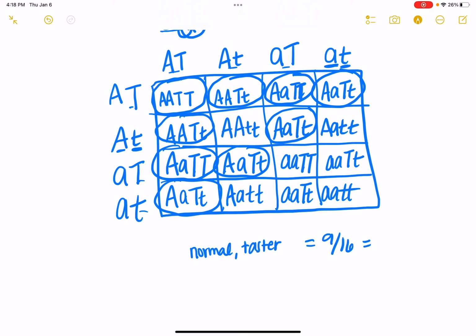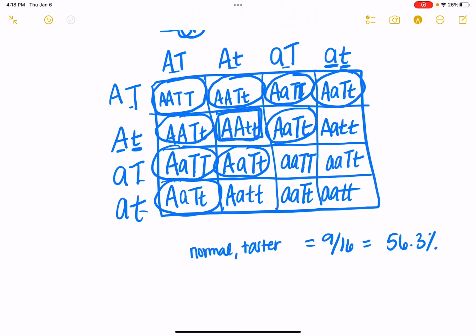If you wanted to convert it to a percent, you could calculate that out. Let me see what it is. It doesn't really matter, but 56.23. Okay. I'm not going to focus on the percents right now, though. But 9 out of 16.